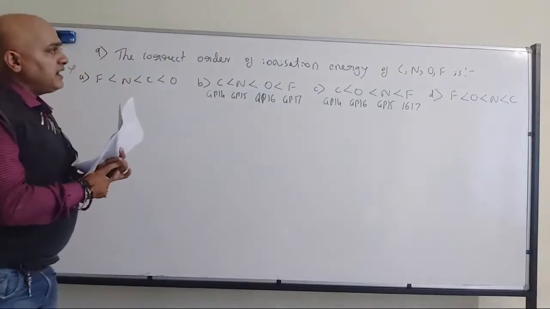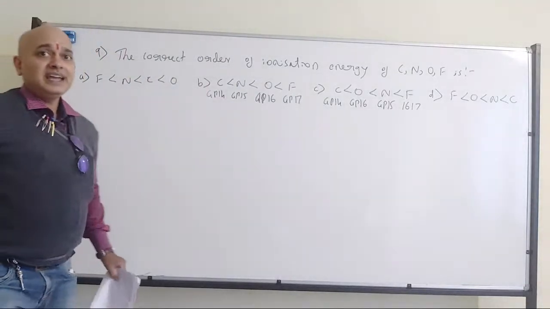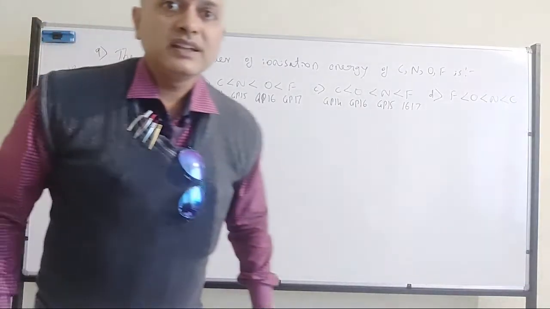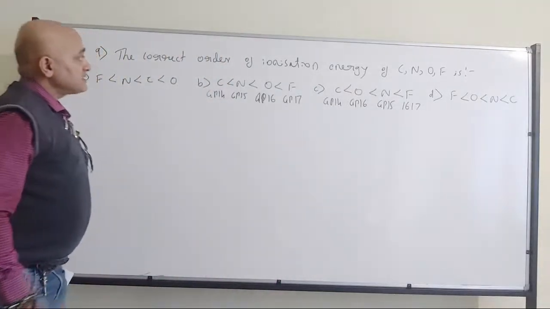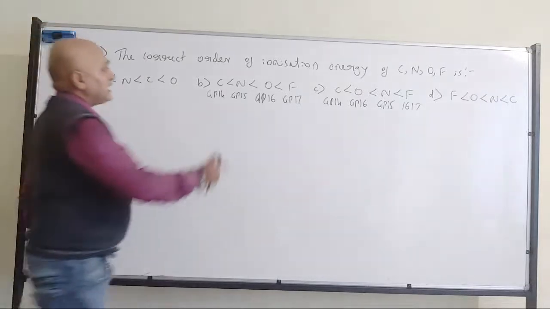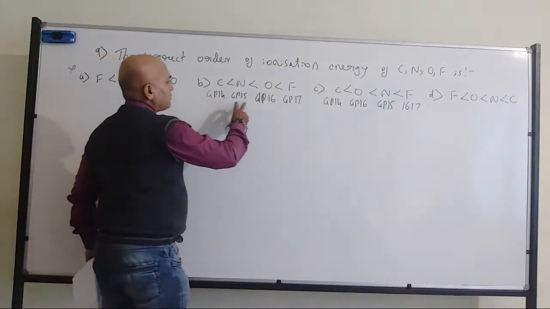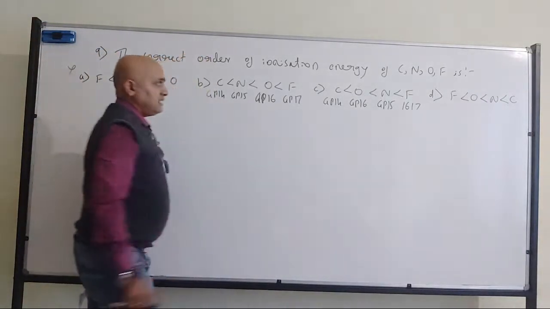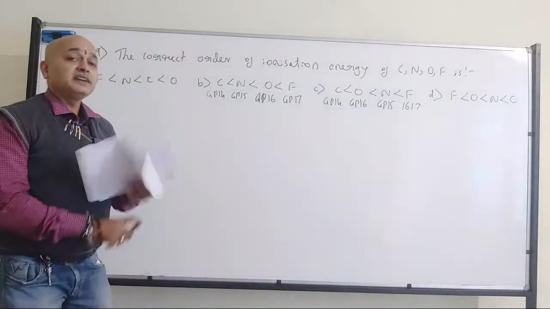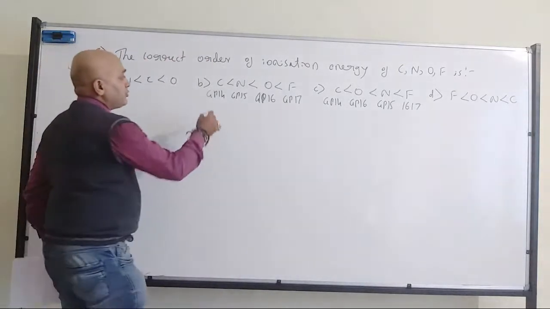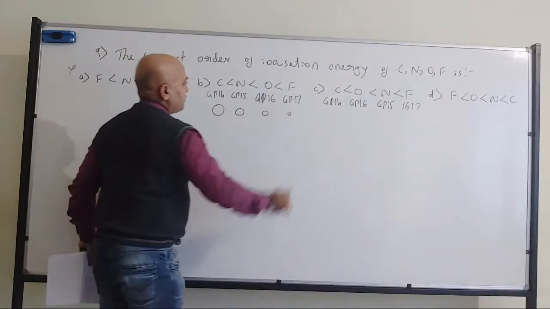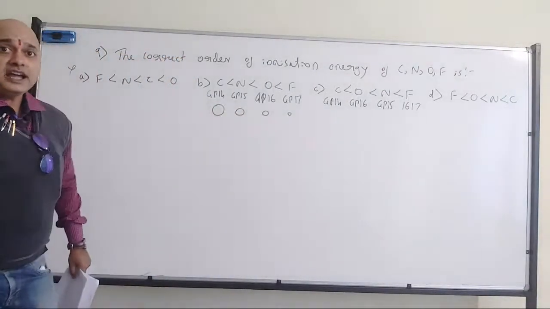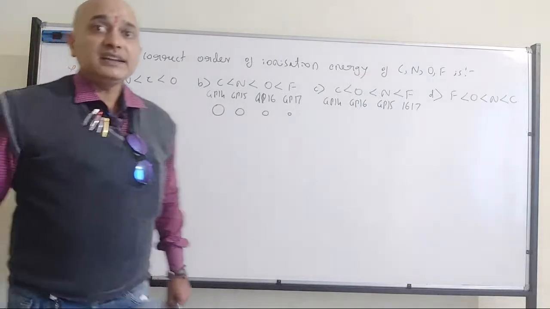Now, if I look at the periodic table, Ashish and Darshan, I'll come to that. If I see the periodic table, I can see group 14, group 15, group 16, group 17, which looks like there is a decrease in atomic size, so ionization energy should increase.